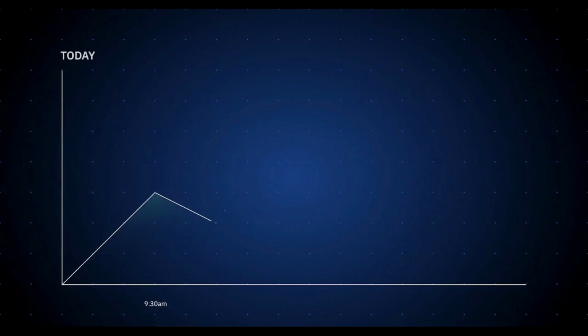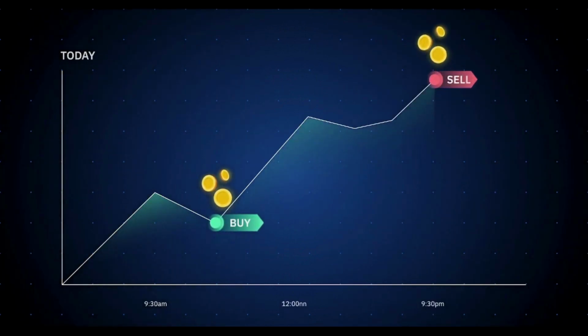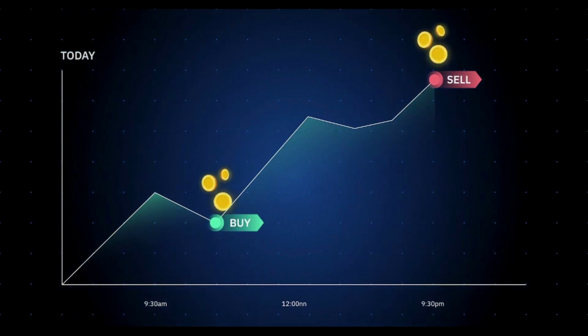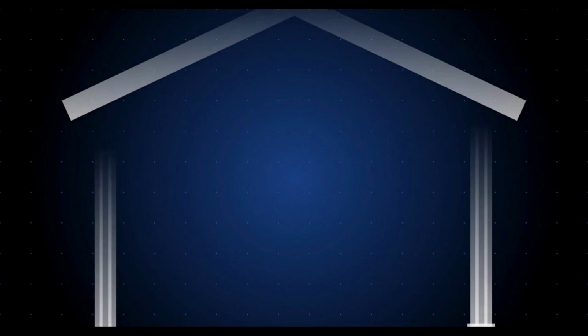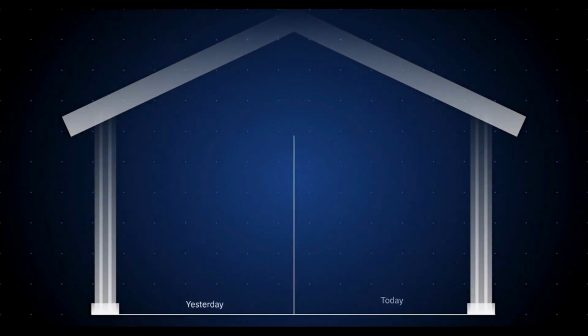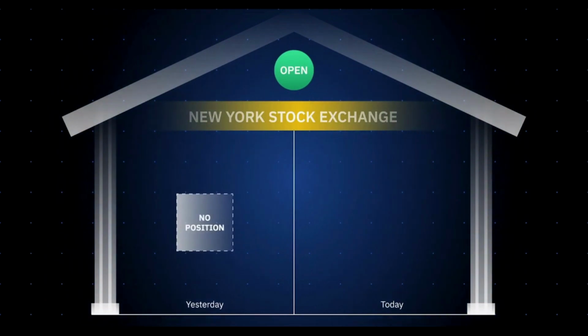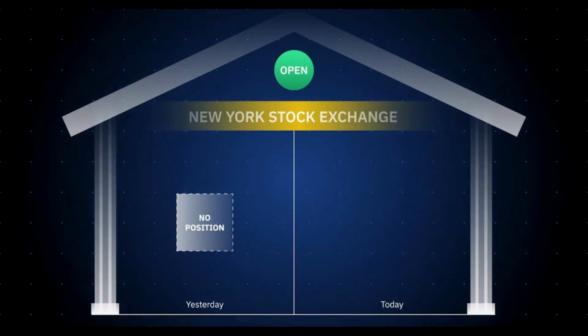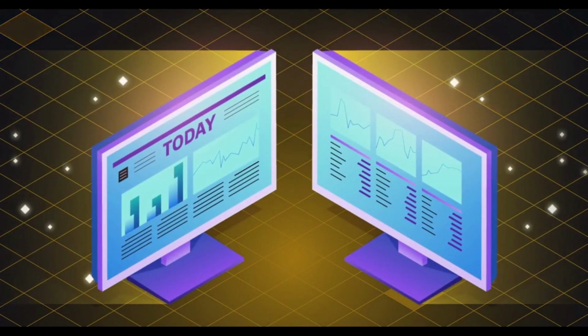This means a day trader starts their day holding no stocks, purchases them during the day, and sells them by the end of the day. With traditional markets, this occurs within an exchange's trading hours. For example, a trader may start at 9:30 in the morning when the New York Stock Exchange opens. They have no open positions at the moment, meaning they currently own no shares. The trader begins to look for stocks they believe will rise in value within the trading day.